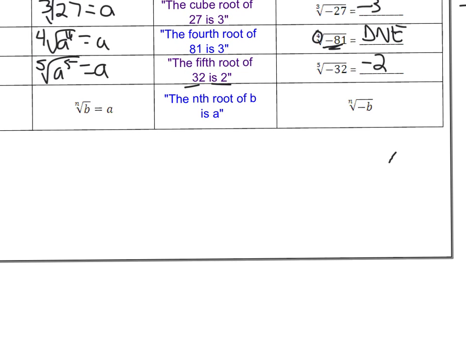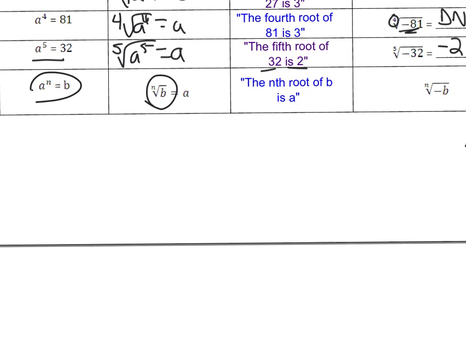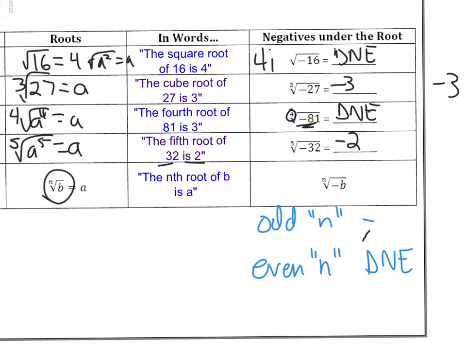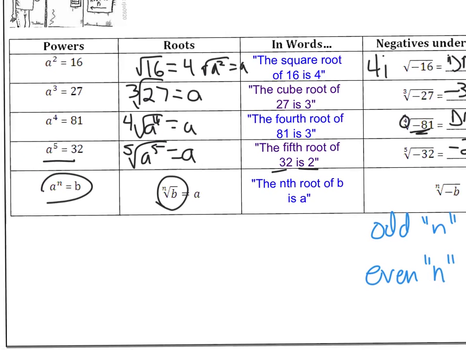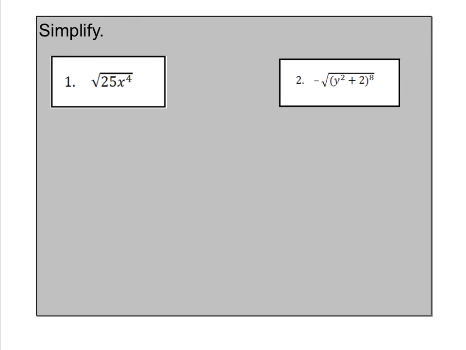So the nth root of b is a. So that's this last one. Basically, your nth root gives you a. For my final rule, if it's an odd n, you can have a negative number. If it's an even n, that answer does not exist. It's imaginary. So what I'm looking for is how many times do I have to multiply a number to get this number, or this number, or this number. And after a little practice, you start to kind of see. So start off easy.